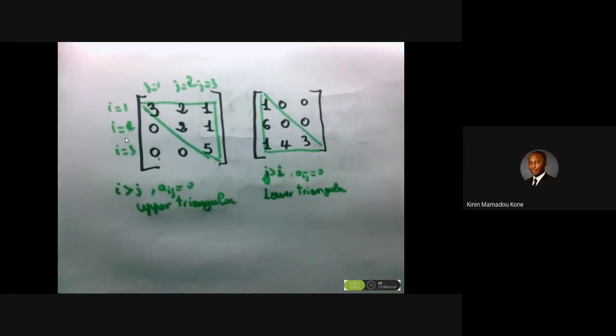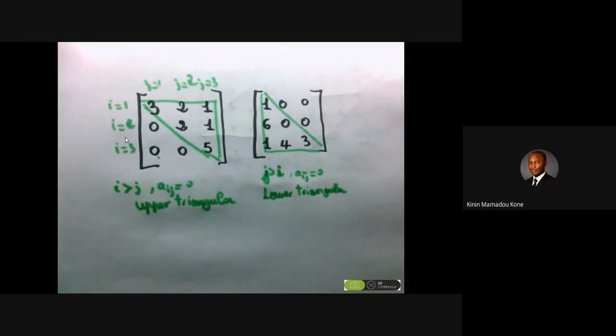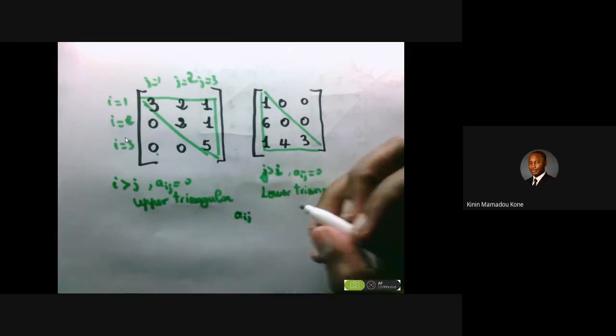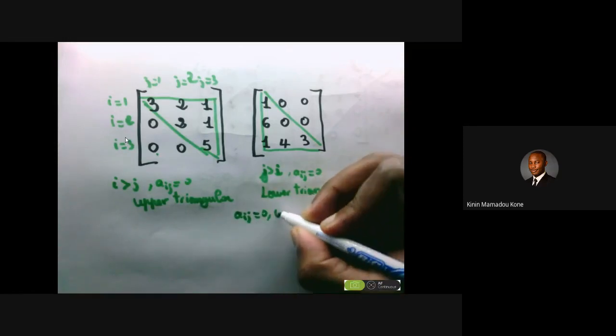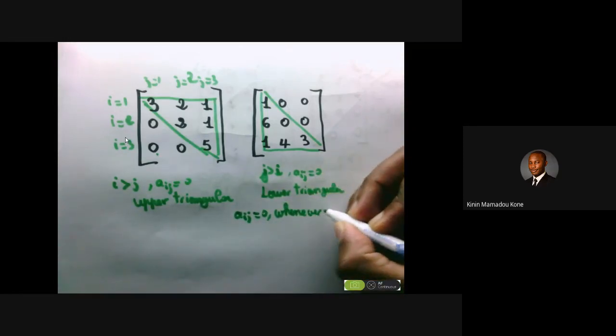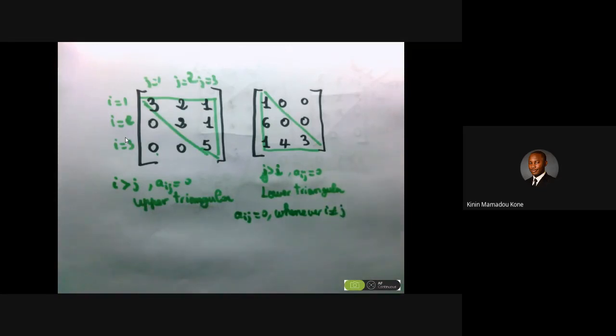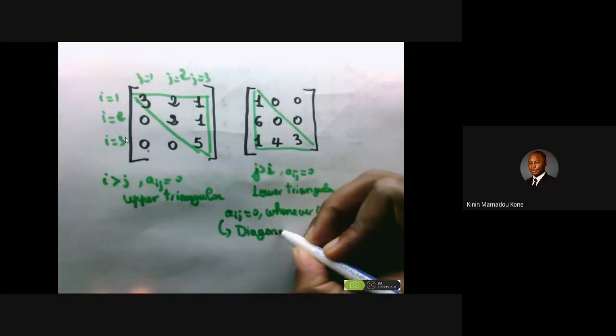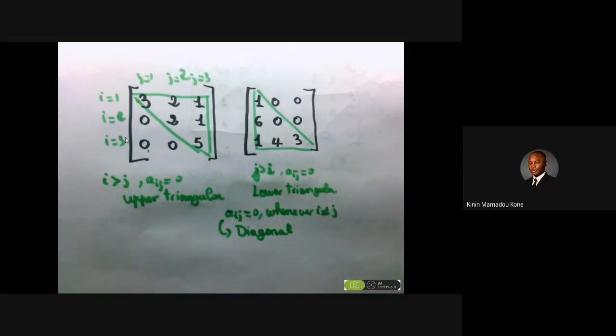Now, we say that the matrix is diagonal when it is at the same time upper and lower triangular. So a matrix is diagonal if the ij entry is equal to 0 whenever i is not equal to j. So let's look at this. We call this type of matrix diagonal. So let's see examples of diagonal matrices.